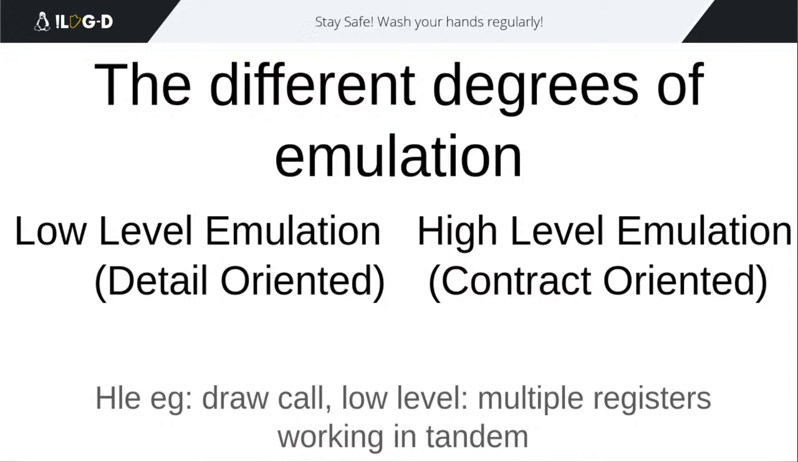For example, for the draw API call itself, in high-level emulation you'll just take the draw-level API call and re-implement it on your own platform. In low-level emulation, there is no such thing as a high-level draw call. There will be 30 to 40 instructions that you have to simulate in order to draw a single pixel on the screen.